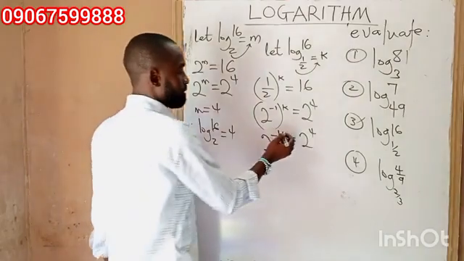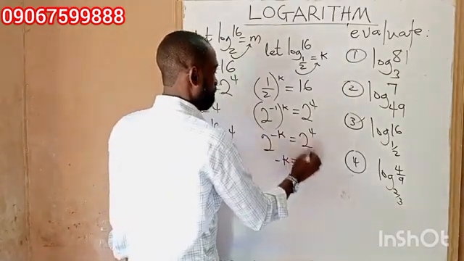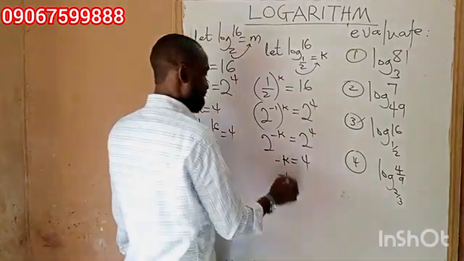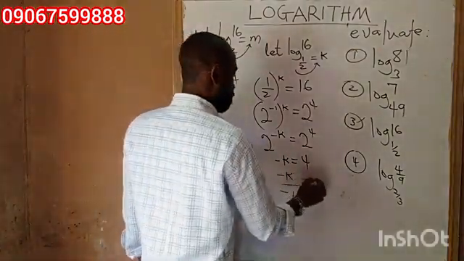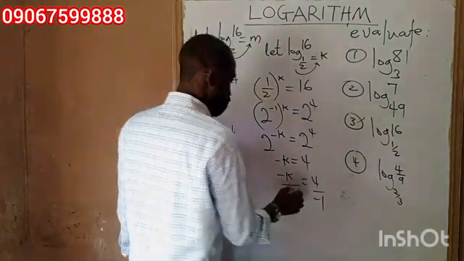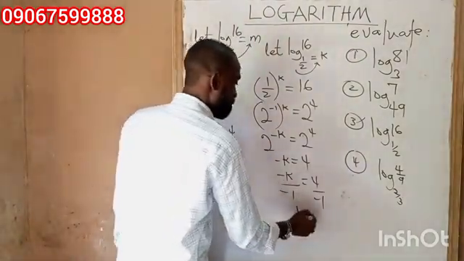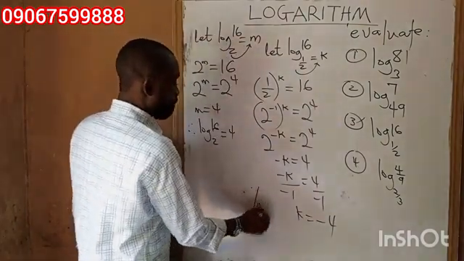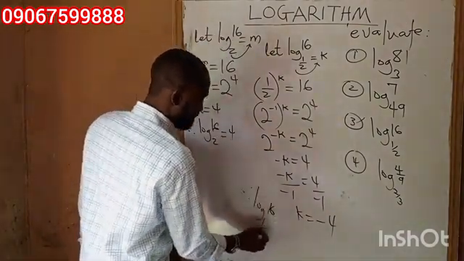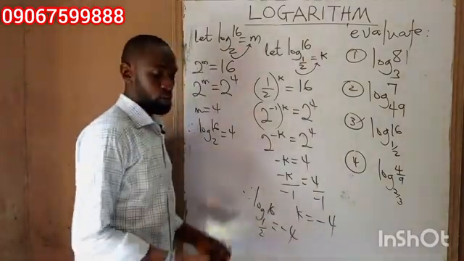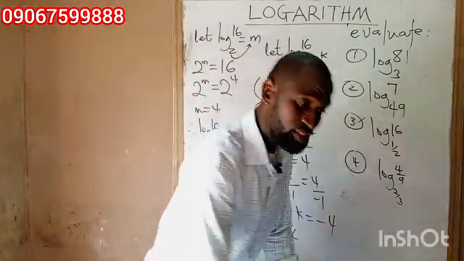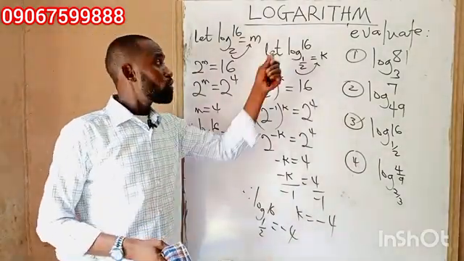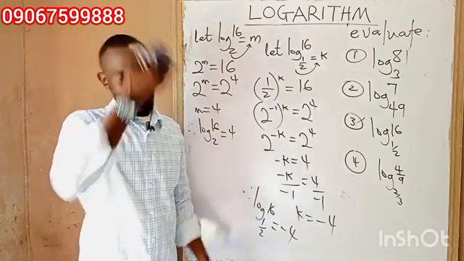I will equate the powers. Minus k equals 4. I will now divide through by minus 1. So we have minus k all over minus 1 equals 4 over minus 1. So minus 1 will cancel minus 1 here. Our k only now equals minus 4. So it means, therefore, log of 16 base half is equal to minus 4. So that's all under solving questions under logarithm using basic definition.